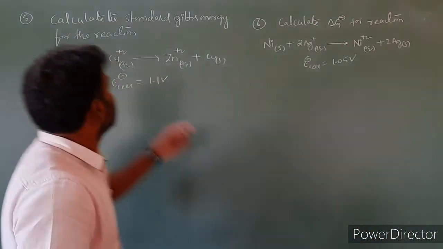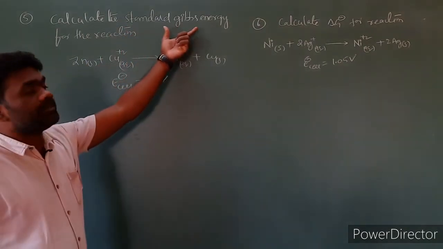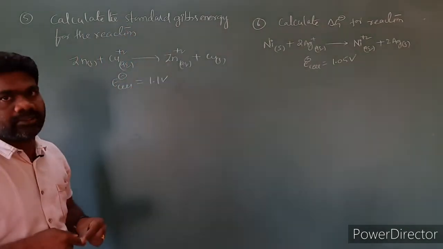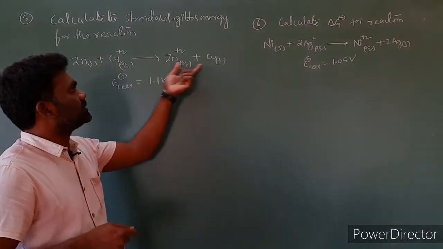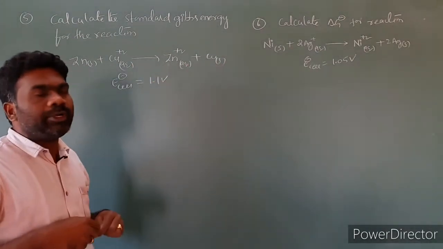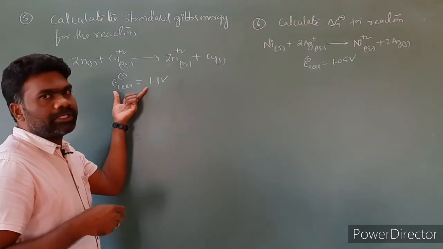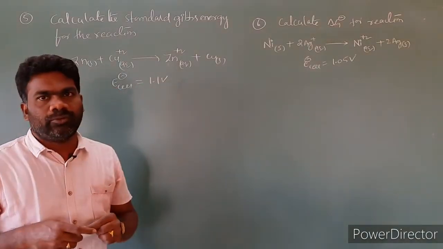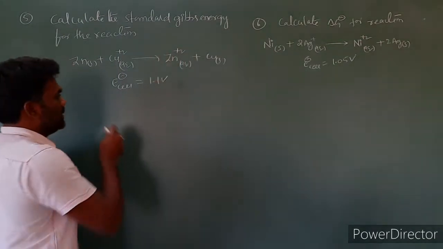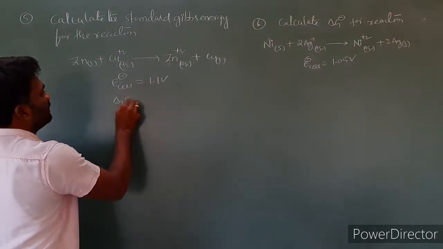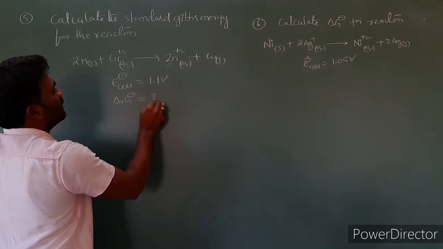Next problem. Calculate the standard Gibbs energy for the reaction. The cell reaction is given: Zn + Cu²⁺ gives rise to Zn²⁺ + Cu. And one more piece of data is given, the standard potential of the cell is 1.1 volts. So what we have to calculate is the standard Gibbs energy.